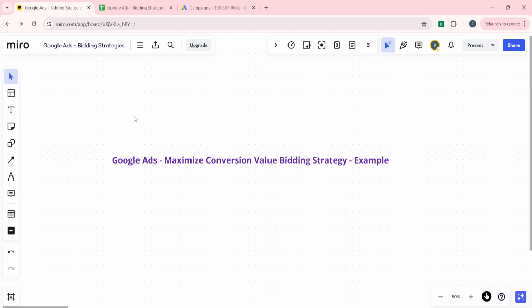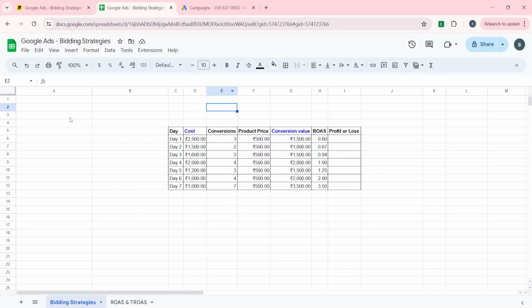Hi, in this lesson, we will see an example of the maximize conversion value bidding strategy. Let's take an ideal example where the client has only one product so that you will understand it very clearly. Let's say you are running ads for an account named ABC. The client has only one product of the value 500 rupees. So this is the example.